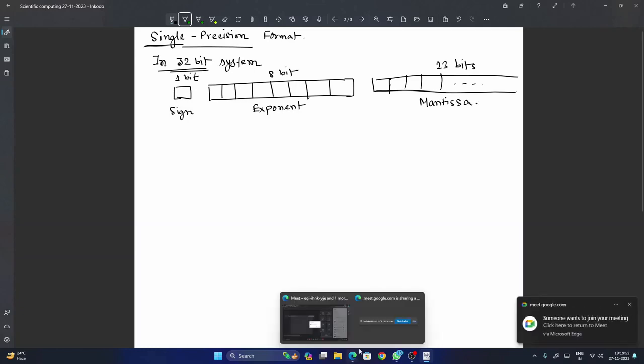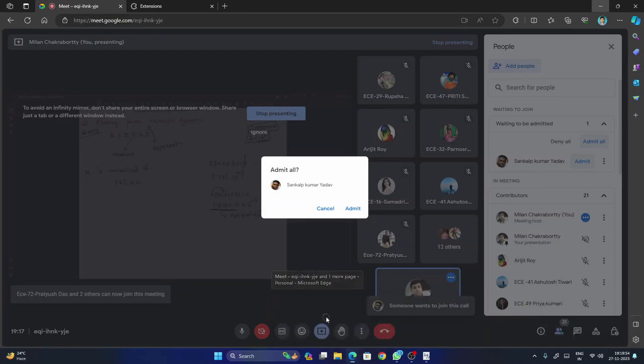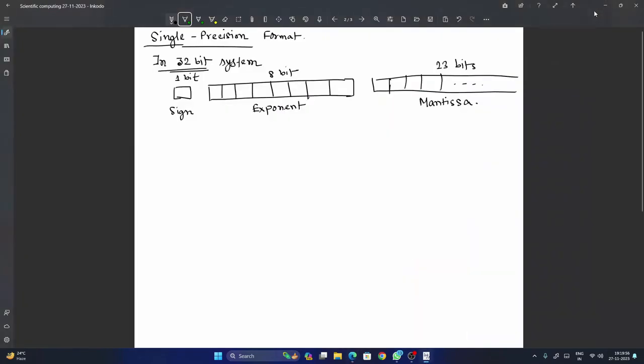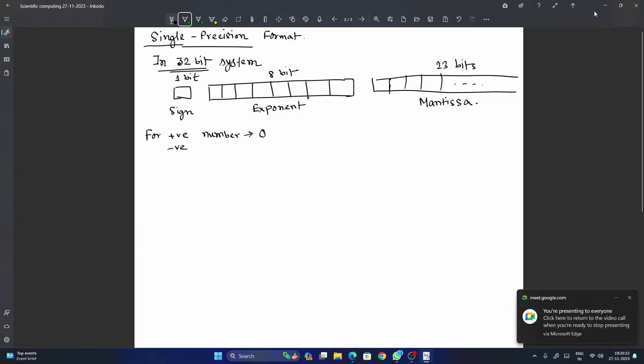So that is the format for the 32-bit systems, and in this way it saves the number. If it is a positive number, then what is the sign bit? Is there anyone who can say that? What is the sign bit for the positive number? Positive is 0, negative is 1. For a positive number it will save 0 and for a negative number it will save 1. This is the second.